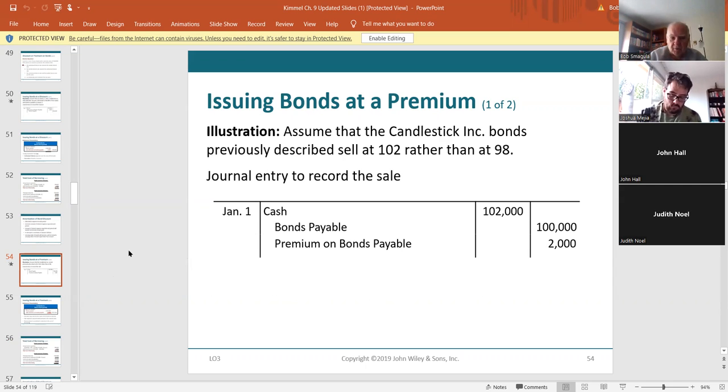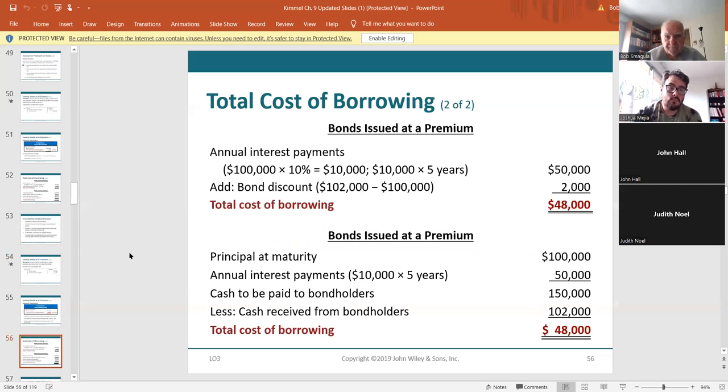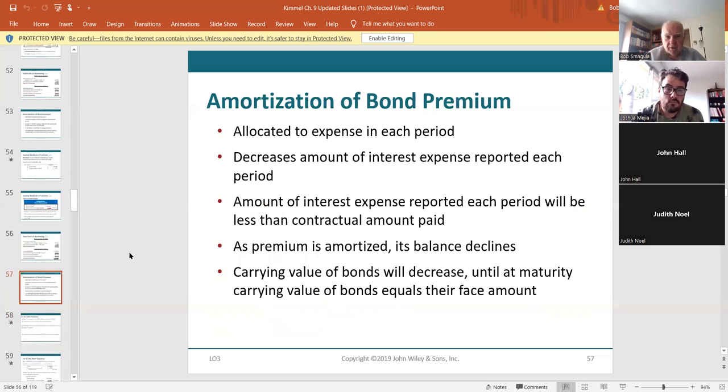premium on bonds payable. If a bond is sold for less than maturity value, that's a discount. Sold for more, it's a premium. And I know those kinds of questions will be on the test. And they're just showing you how it looks on the balance sheet. I'm not going to go through this cost of borrowing thing again.